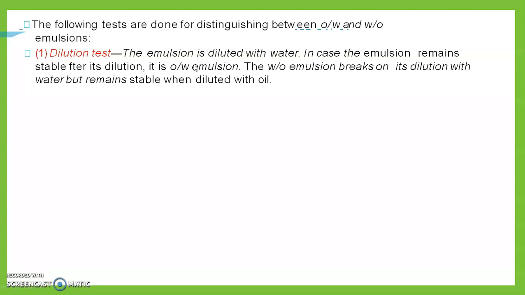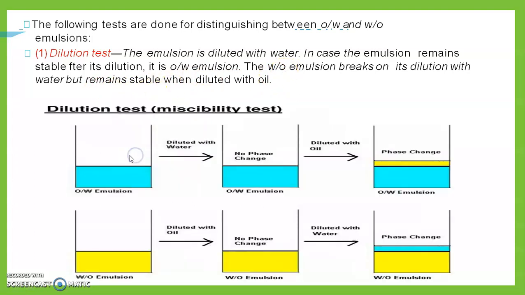If we added more water, there is no change. But if the emulsion is W/O, that means water in oil, here oil is the continuous phase. If we add water to that, the emulsion breaks down or breaks out due to dilution with the water. But if we add oil to a W/O emulsion, it remains the same, it remains stable.